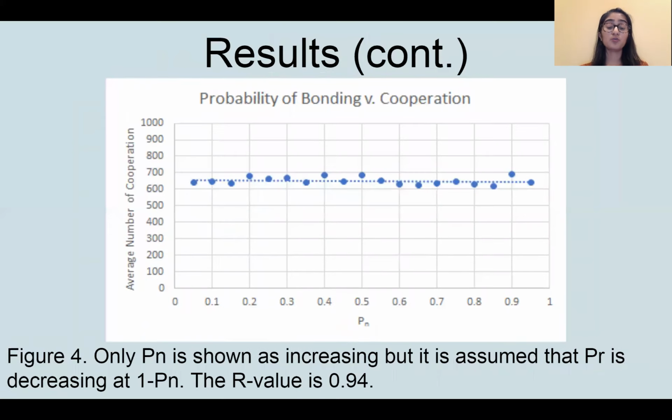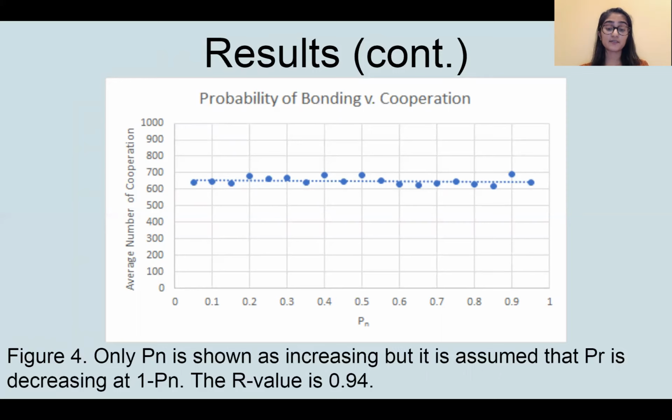For part 2, where the probability of Pn was growing and Pr was decreasing, the results showed that the average number of cooperation stayed relatively the same. As the probability of bonding to their parents' friends increased and the probability of bonding to a random individual decreased, the likelihood of cooperation in the population stayed in the same range throughout the trials.